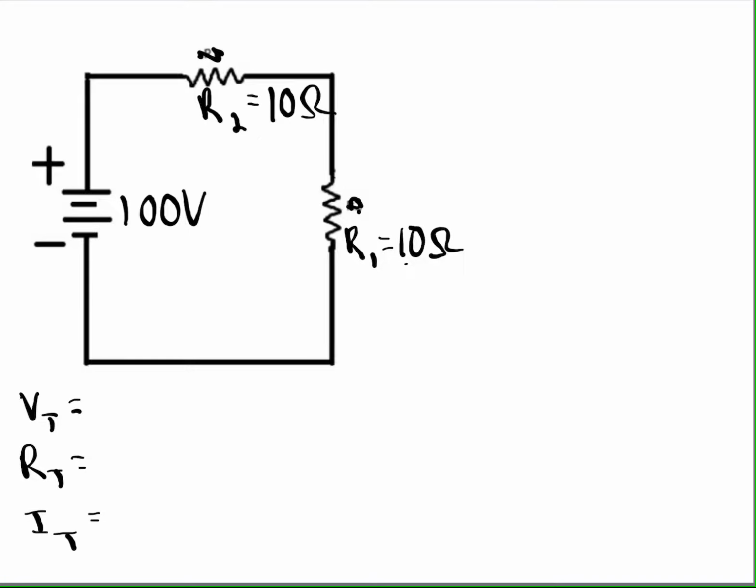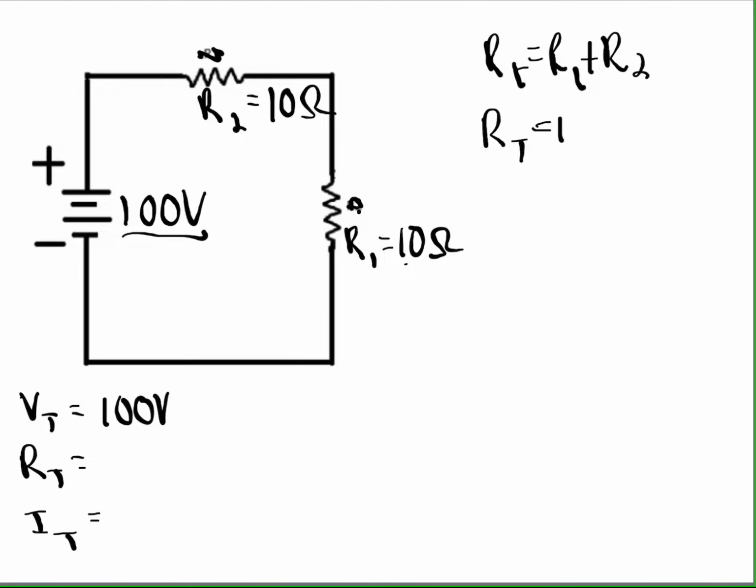So V total, pretty obvious. V total is 100 volts. It's the total voltage that the circuit has. Now R total, we just said the rule for R total. So it's going to be R1 plus R2 in this case. So R total is going to be 10 ohms plus 10 ohms. So R total is 20 ohms.